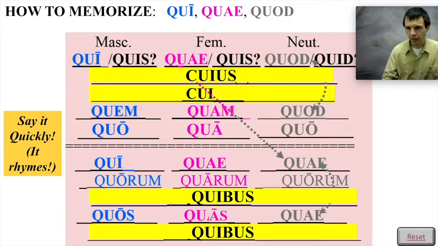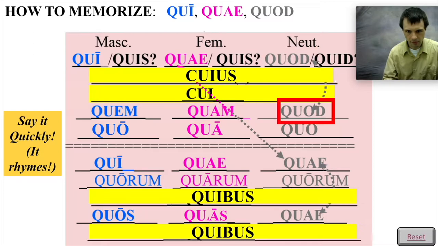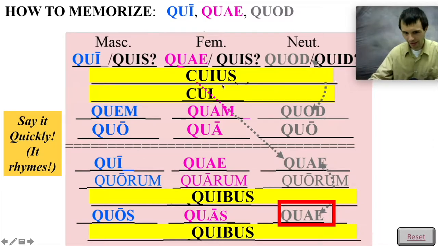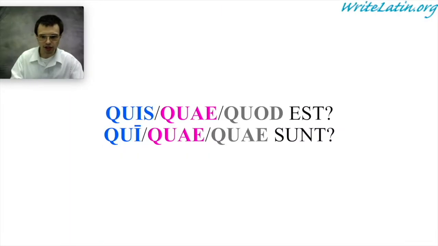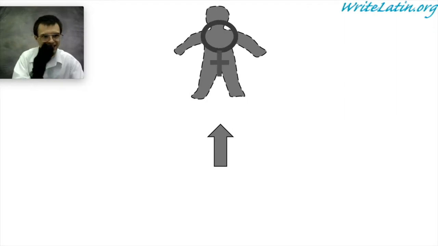All right, now you say it. Ready, go. And again, ready, go. All right, so if you can remember that, and if you can remember the yellows, then you're probably going to get it all, because the ablative singular and genitive plurals are very logical.